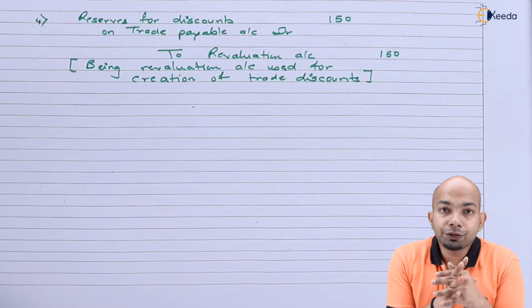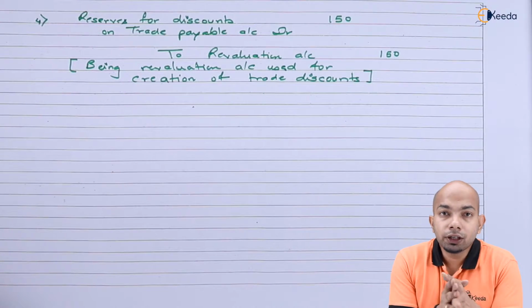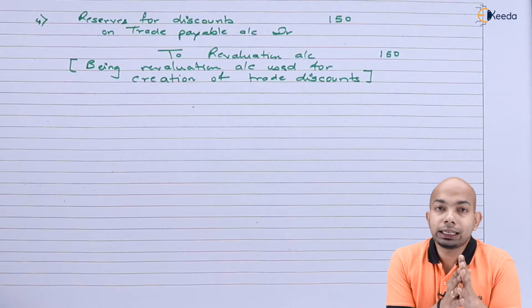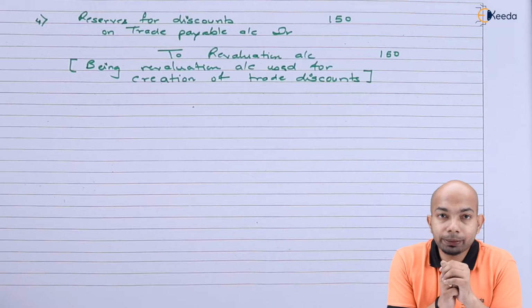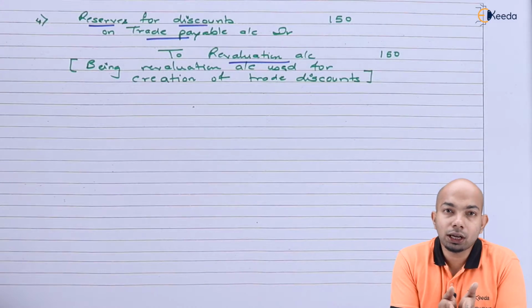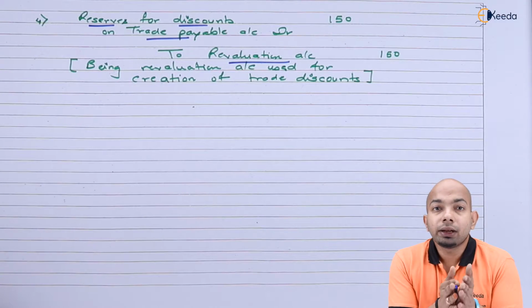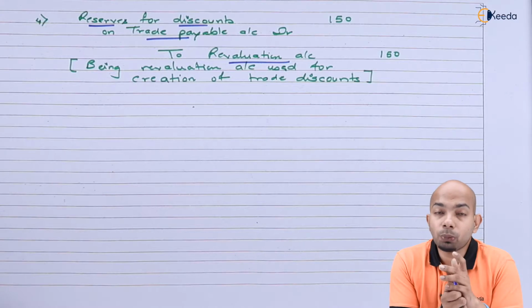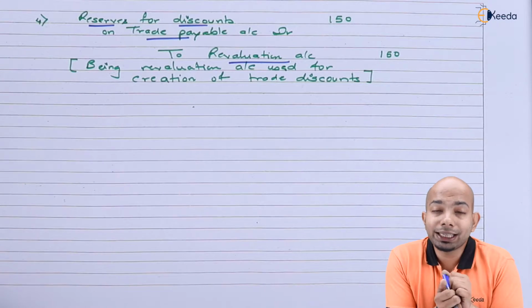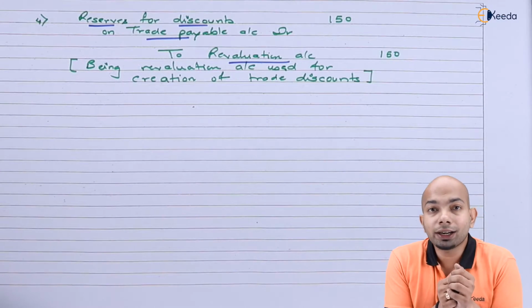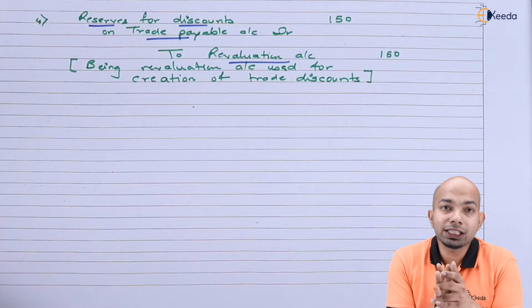Now the next entry refers to the creation of reserves for trade discounts, and that means another liability being created and the revaluation account being debited hereafter. Reserves for discounts are a benefit for us, hence this is a profit, and hence the revaluation account has been credited here with an amount of 150, which has been mentioned in this journal entry.